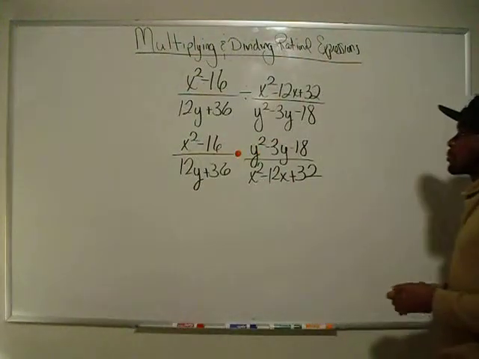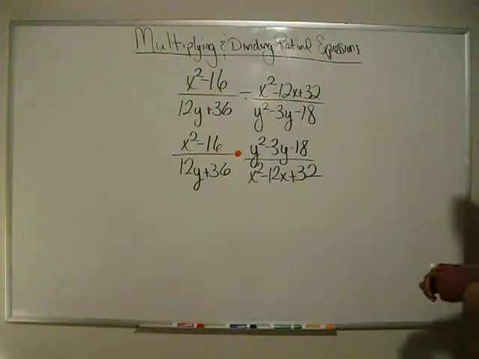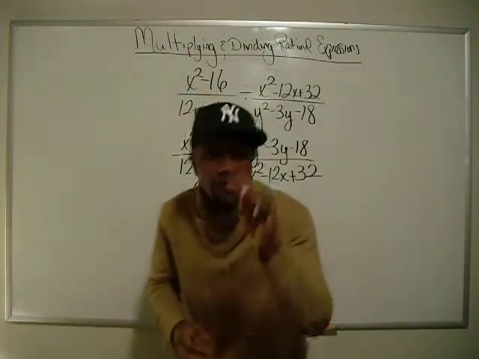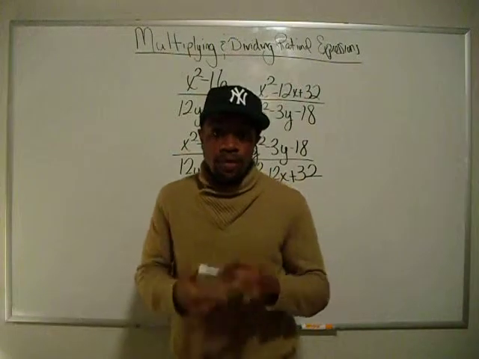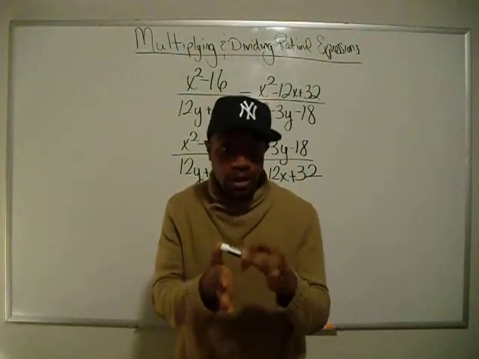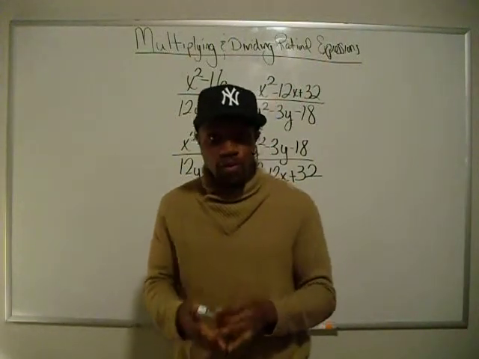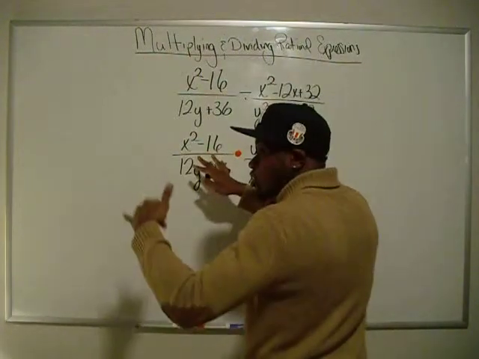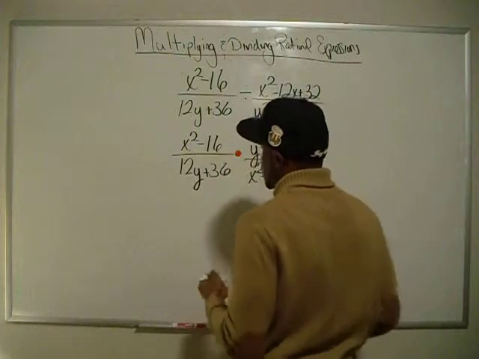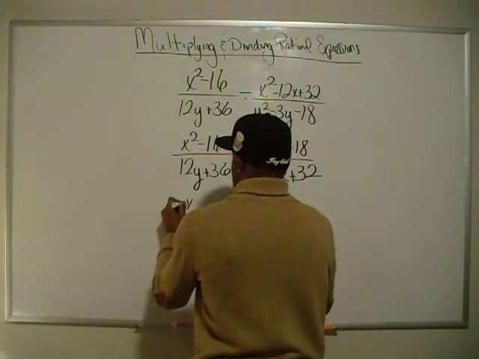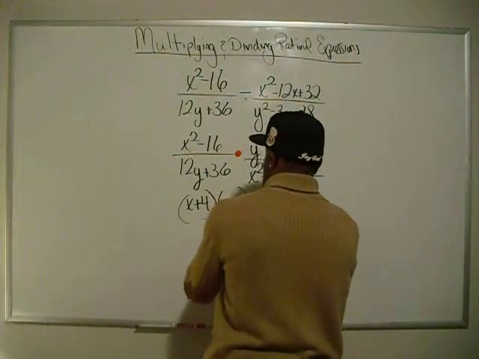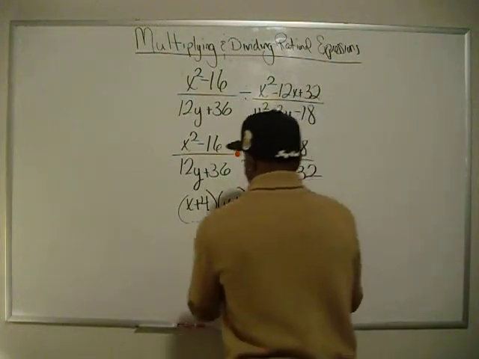So, the next step, ladies and gentlemen, is to factor this out. We learned factoring earlier. So, let's apply those rules, okay? So, we know this is a what? A perfect square. The square root of 16 is 4. So we get x plus 4, x minus 4 here.